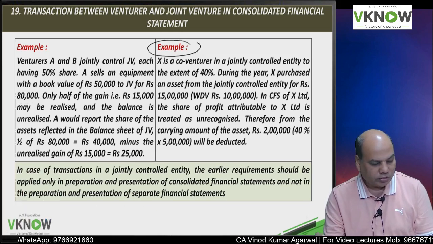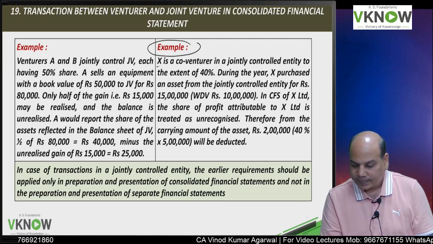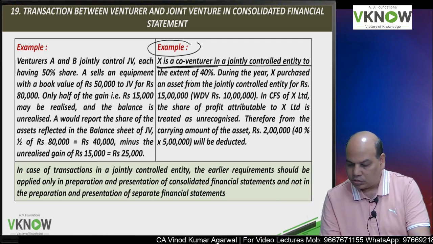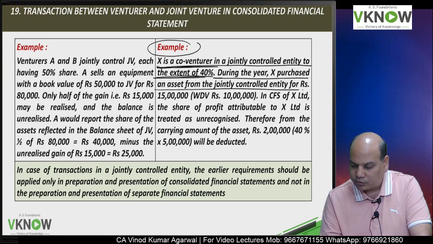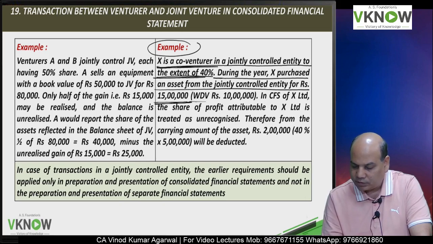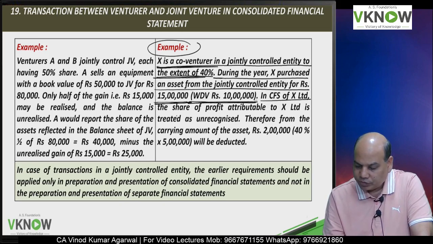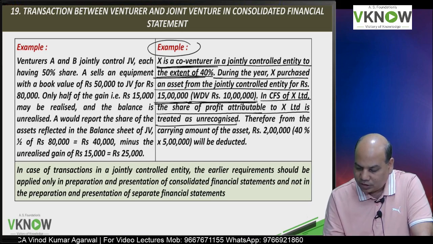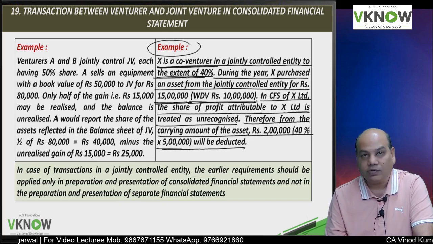Now this is situation 2. Joint venture sells to venturer. Example, X is a co-venturer in a jointly controlled entity to the extent of 40%. During the year, X purchased an asset from the jointly controlled entity for rupees 15 lakh. WDV is rupees 10 lakh. In the CFS of X Limited, the share of profit attributable to X Limited is treated as unrecognized. Therefore, from the carrying amount of the asset, rupees 2 lakh, which is 40% of 5 lakh, will be deducted.